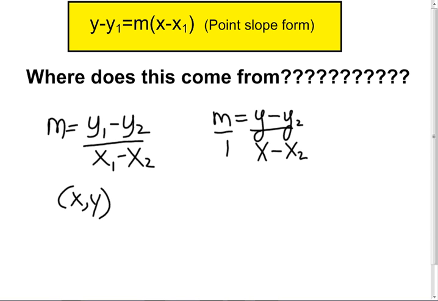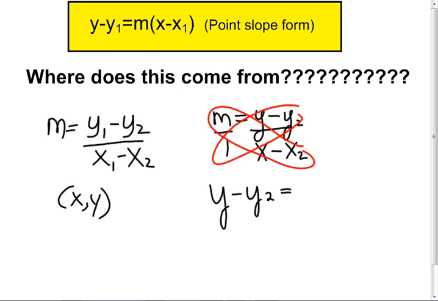And that's a proportion. So what can we do with proportions? We can multiply. So I'm going to multiply these together and these together, and I'm going to be left with y minus y2 equals m times x minus x2. And that's the point slope formula. It comes right off of the formula for slope.